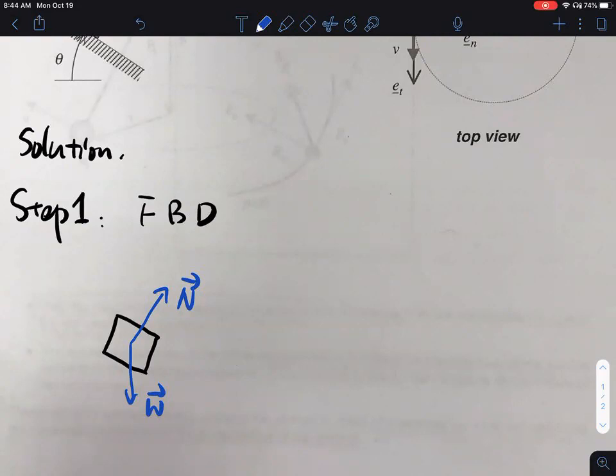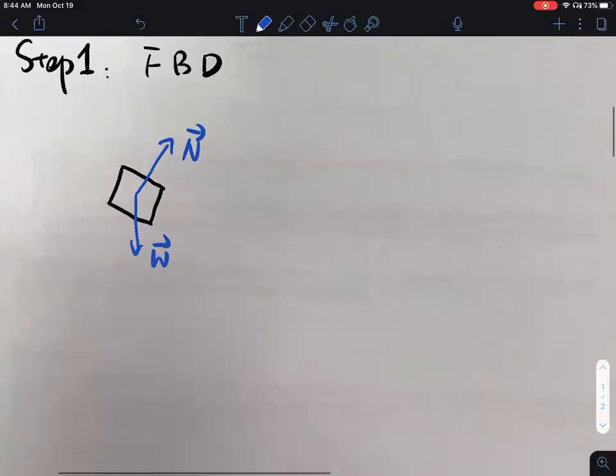Hunter mentioned there's a force pointing to the center, down the slope. That's only part of the weight force. That's just the projection of the weight force along the slope. So that's not a force itself. So in your free body diagram, you should only have two forces.